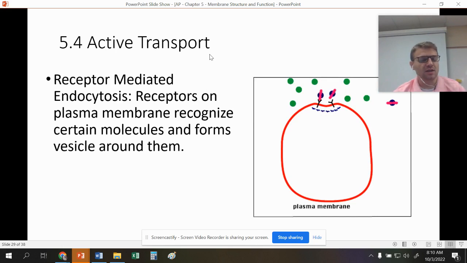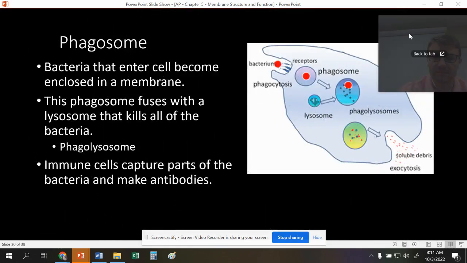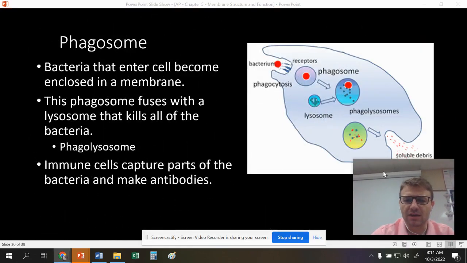Receptor-mediated endocytosis. We talked a little bit about these receptor proteins that will bond with something. What happens then is other molecules will also sometimes come in, but these molecules trigger some type of endocytosis and go into the cell. So this is another type of active transport, getting things into the cell. We talked about how your immune system does this. When bacteria infect the cell, a lysosome can bond with it. So this is both endocytosis and exocytosis.